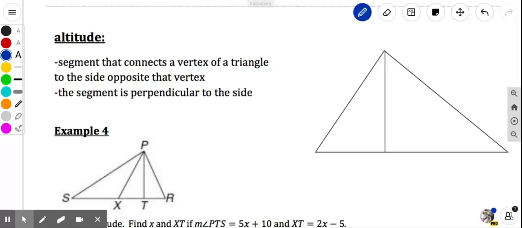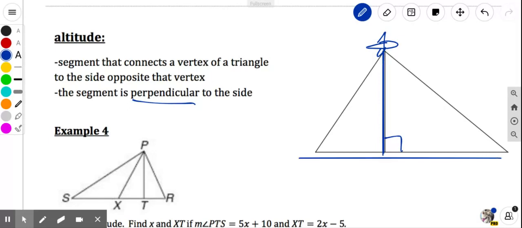Altitude. So picture a plane in the air. The altitude is how high it is, right? Straight down to the ground, and it's perpendicular to the ground. Picture this is the ground on the bottom. So picture an airplane. It just makes a right angle with the ground. So an altitude is the height, basically.